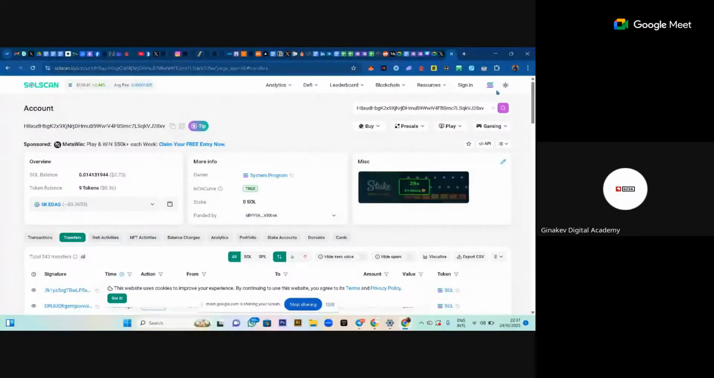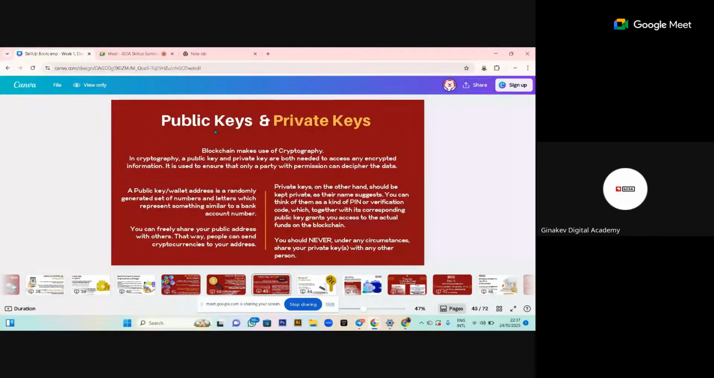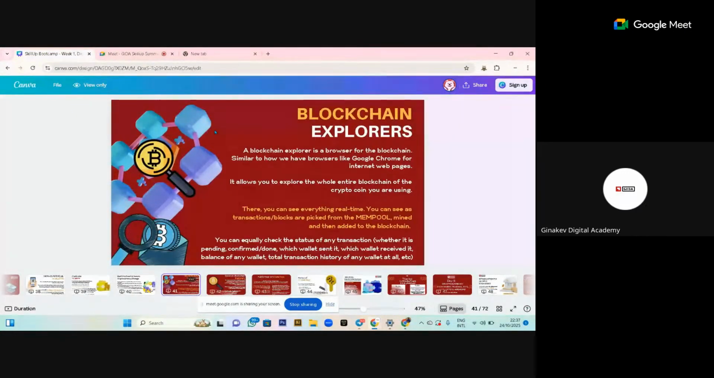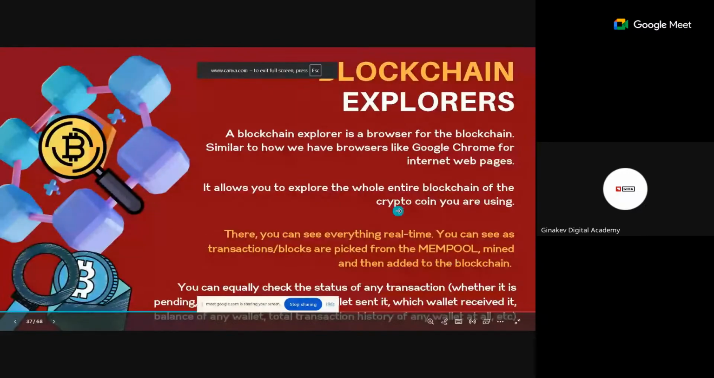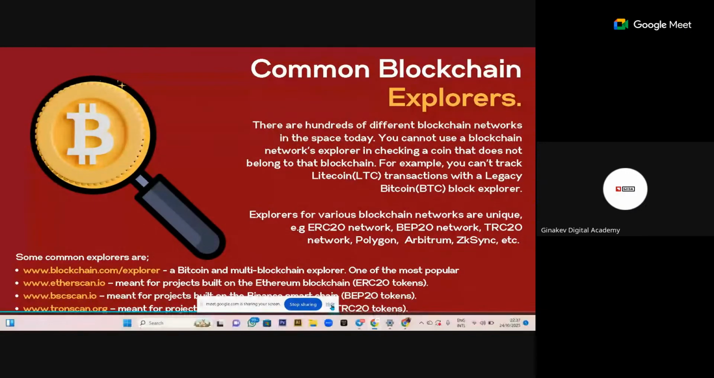So this is how a blockchain explorer is. I know our time is fast spent. I'm almost done. So for example, this is how it is.